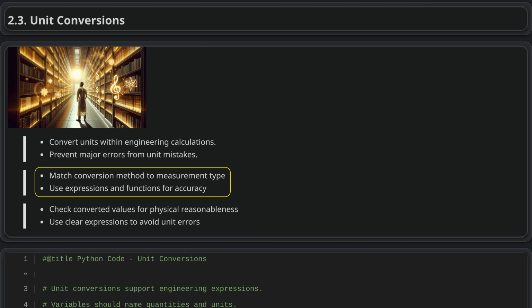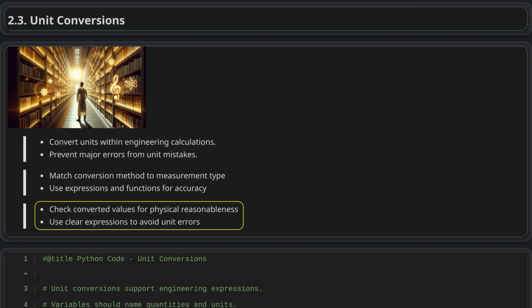Unit conversions depend on what the measurement represents. Length, area, and volume each require different treatment, such as converting 1 dimension for a beam, 2 dimensions for a floor area, or 3-dimensional volume for concrete. Clear arithmetic expressions help apply the correct conversion factors, while built-in functions can support tasks like rounding values or comparing elevations in engineering calculations.